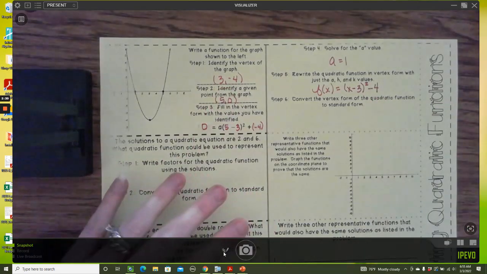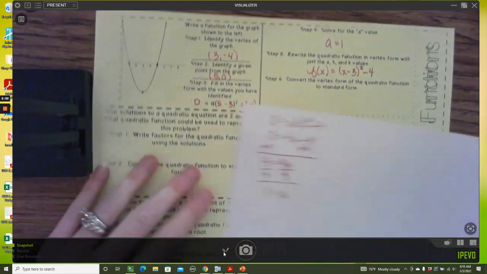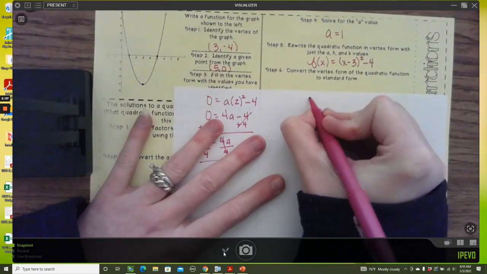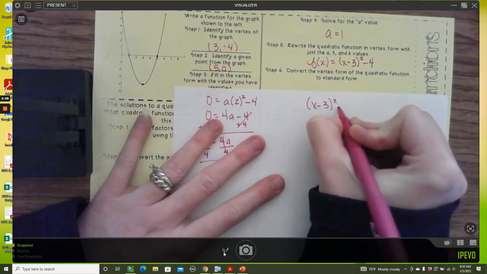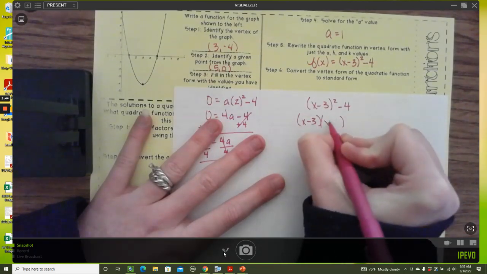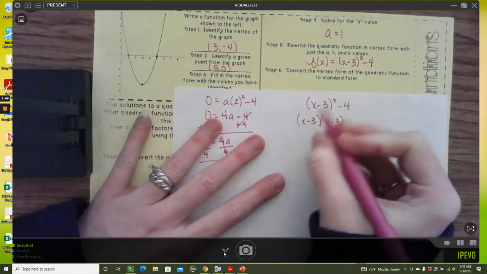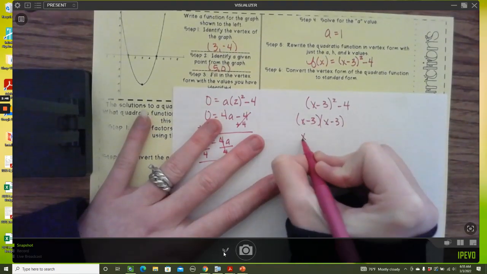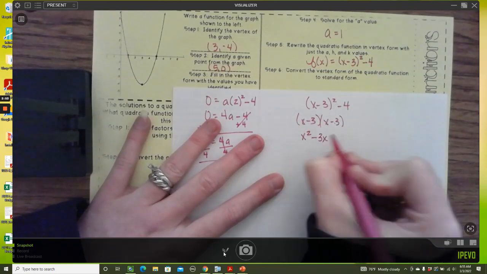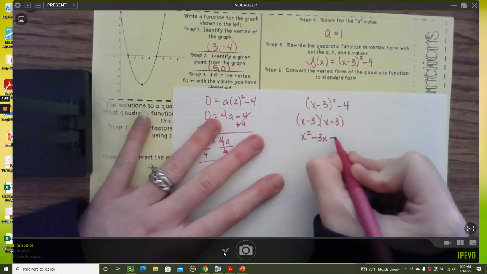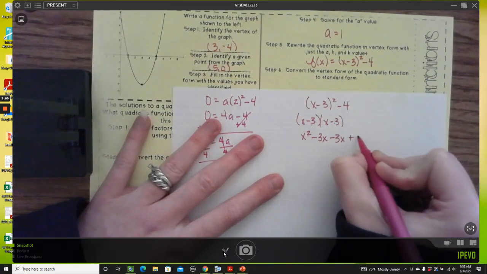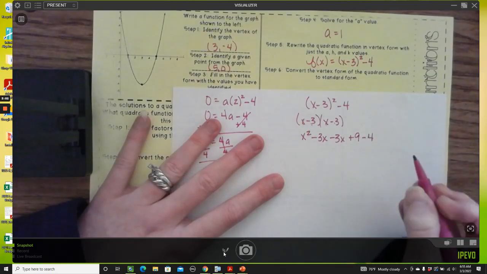So now it says convert the vertex form of the quadratic function to standard form. So remember when we do this, we've got x minus 3 squared minus 4. The first thing we do is we square that x minus 3. So x times x is x squared. Outside, x times -3 is -3x. Inside, -3 times x is -3x. -3 times -3 is a +9. And then we've got a -4.